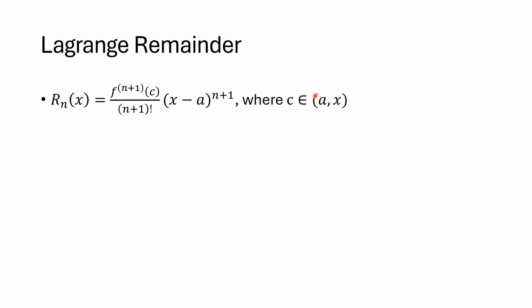All right. And why is that? Because in order to find the maximum remainder, right? In order to find the maximum error, what we need to do is go through all the points between a and x and find the value that overall provides the maximum output for the remainder, right?